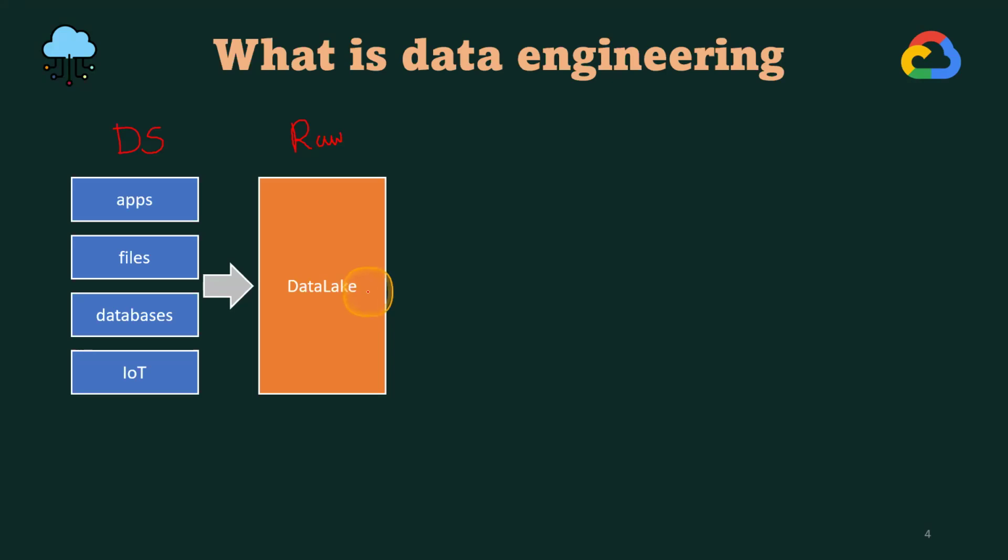It may have duplicates, or it may have some null values. It may have unnecessary data. It may have additional columns which are not required. It may have some other problems also. So these many problems will be in the raw data.